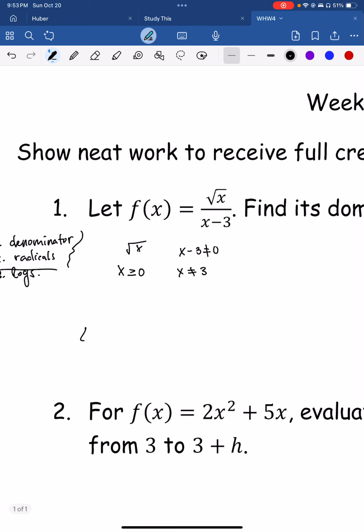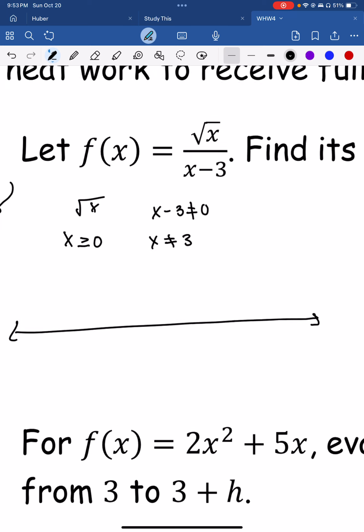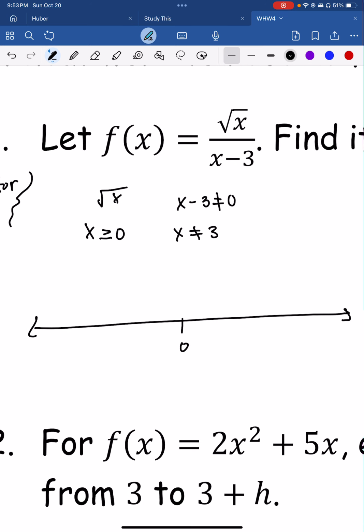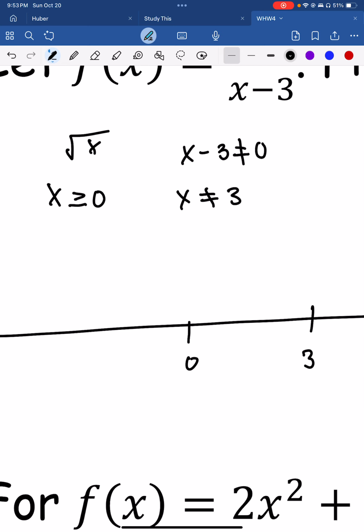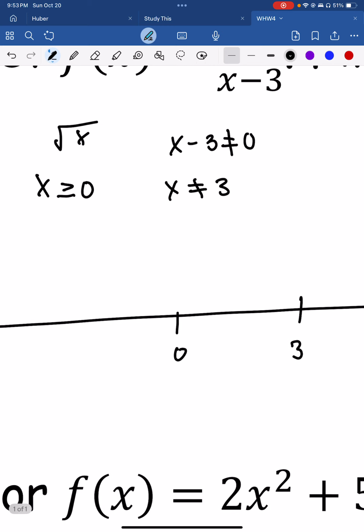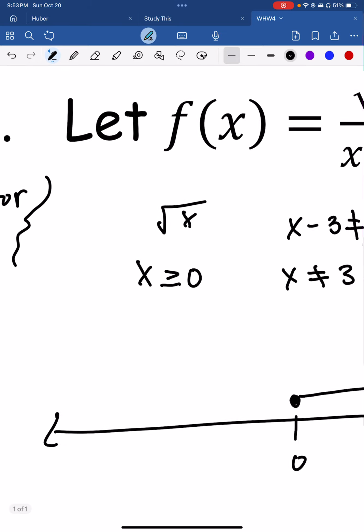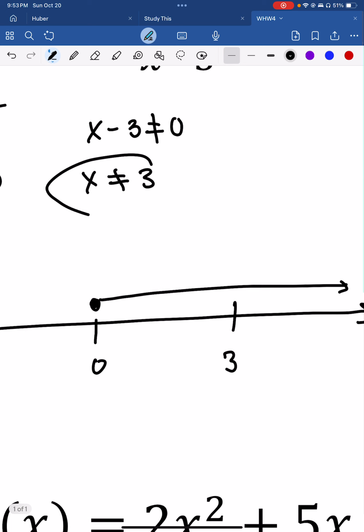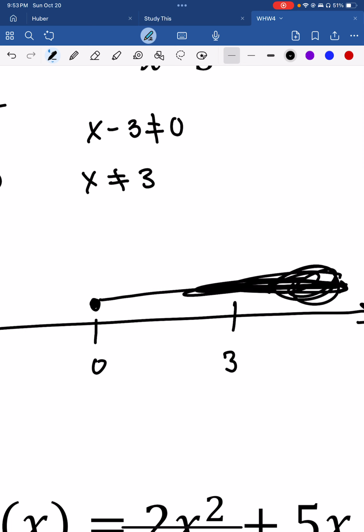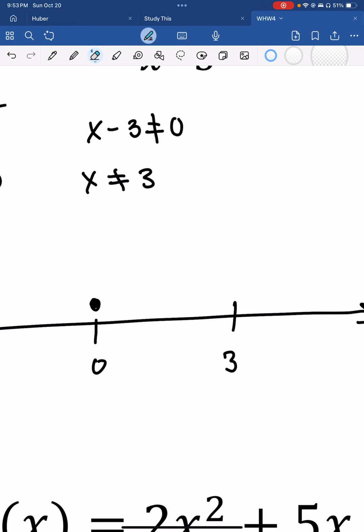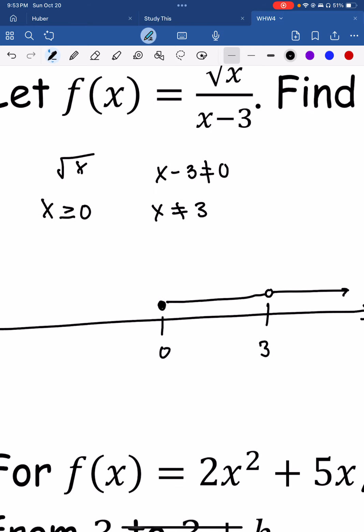So I have my two domains. I'm just going to graph it. So I have 3, 0, and 3. In this case, x cannot be any number less than 0, so I can do a closed circle and go this way. However, even though this is right for square root of x, I have to consider that x cannot equal 3. So in this case, you would do a hole at 3 and then an arrow.